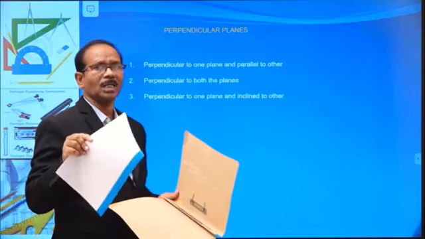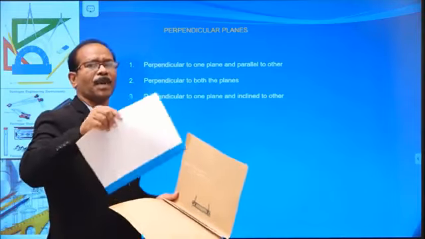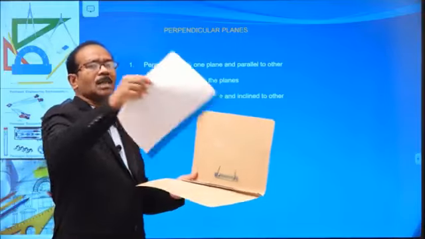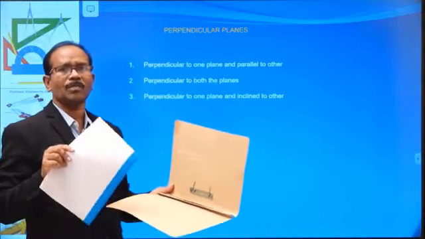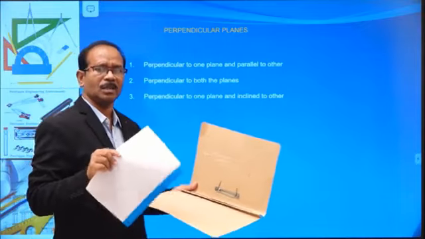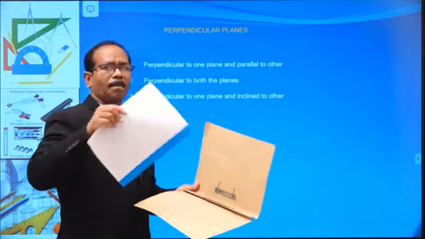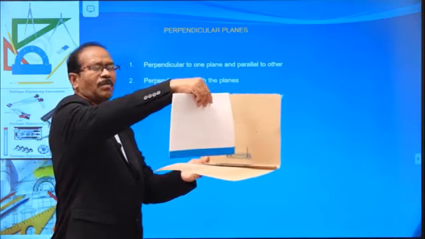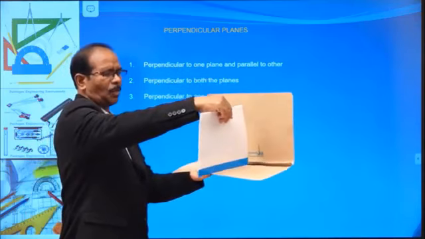When will these two lines come? When a plane is perpendicular to both the reference planes, that condition will come. Both the front view and the top view are lines. So this is a plane perpendicular to both HP and VP.